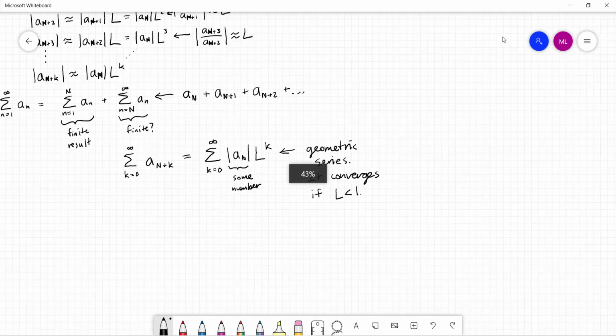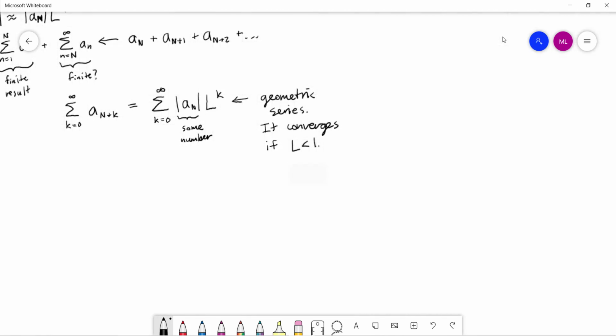So why is this a geometric series? Just to remind you what a geometric series looked like, you may be more familiar with the way that we wrote them before. It looked like this: the sum from n equals 1 to infinity of some a times r to the n plus 1. Essentially, that's exactly what we've got here. It's some constant times some base raised to some power. This thing converged whenever r was less than 1 and greater than -1 for that matter. Same thing here. This is going to converge whenever L is less than 1.